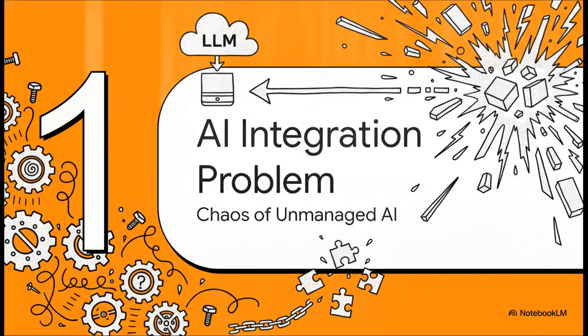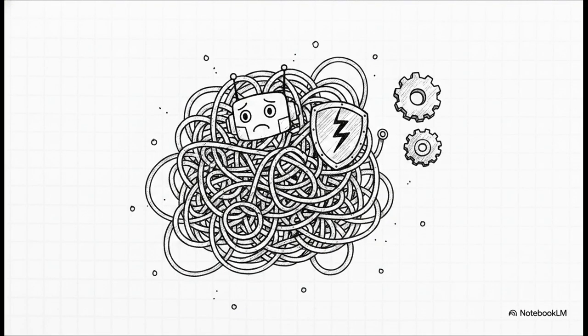All right, kicking things off with Section 1, the AI integration problem, or as it usually feels in practice, the chaos of unmanaged AI. If you just try to wire an LLM straight into your app without a proper boundary, it might work on day one, but it rarely stays simple. Without a solid architecture, you inevitably end up with what I call spaghetti AI. We've all felt the pain of this, right?